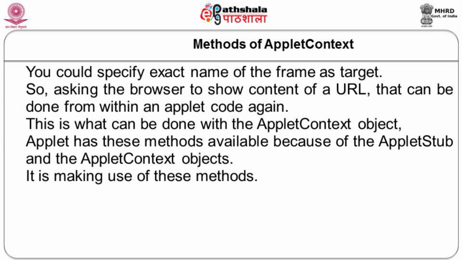So showing the content of a URL, asking the browser to show content of any URL, can be done from within applet code. So this is what can be done from the applet context, and applet context has all such methods. Next, continuing further, Applet has these methods available because of the methods from applet stub and applet context. It is making use of those methods.